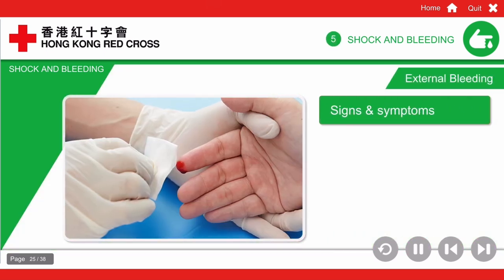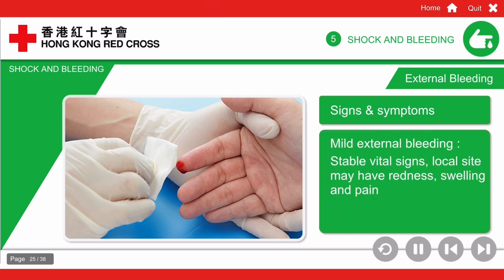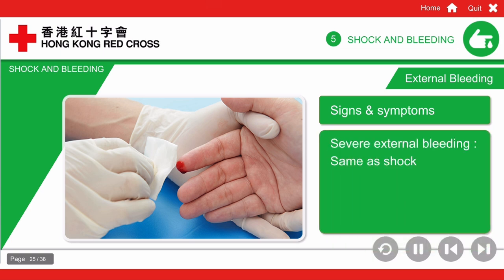There are mild or severe external bleeding. Victims with mild external bleeding show stable vital signs. There'll be redness around the wound, swelling, and pain. Severe external bleeding shares the same signs and symptoms as shock.